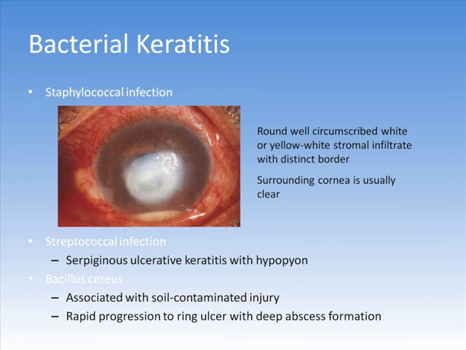In streptococcal infections, there is usually a serpiginous ulcerative keratitis with hypopyon. And in Bacillus cereus infections, there is an association with soil-contaminated injury, and there is often rapid progression to ring ulcer with deep abscess formation.